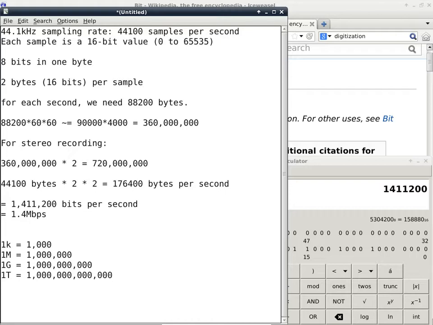What's the T again? T is for tera, T-E-R-A. After tera is what? Peta? Is it peta, P-E-T-A? Yeah. We're not quite there yet, but I think in about 10 years, we'll be talking about petabyte hard drives. I have no idea why people would need hard drives that big.